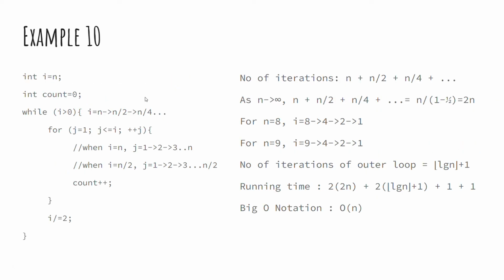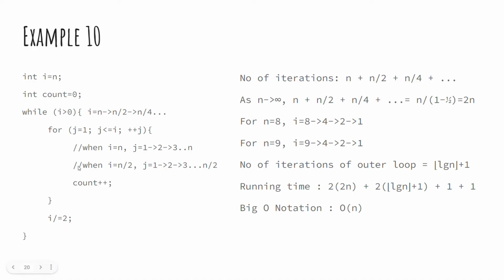Okay, and for example 10, this is slightly tricky. We have a while loop and then a for loop inside it. We initialize a variable I to n, and another variable count to 0, and then at the end of the for loop we divide I by 2. So I will go from n to n by 2 to n by 4, and then all the way down to 1 or 0.